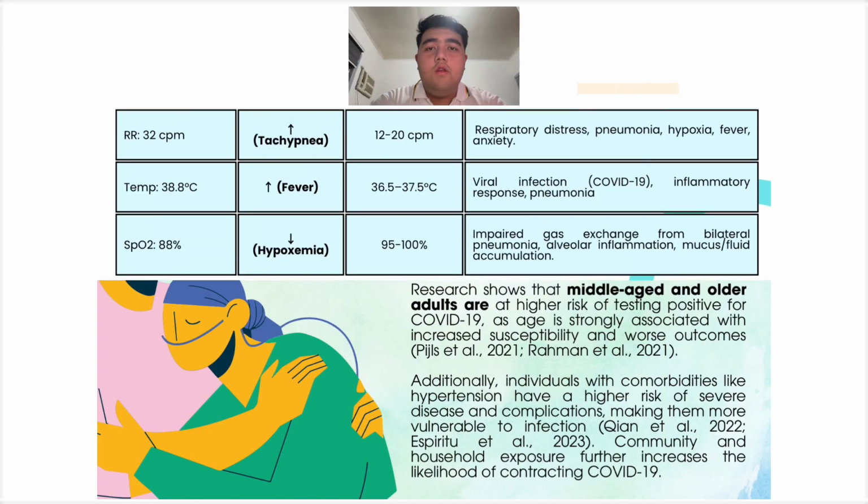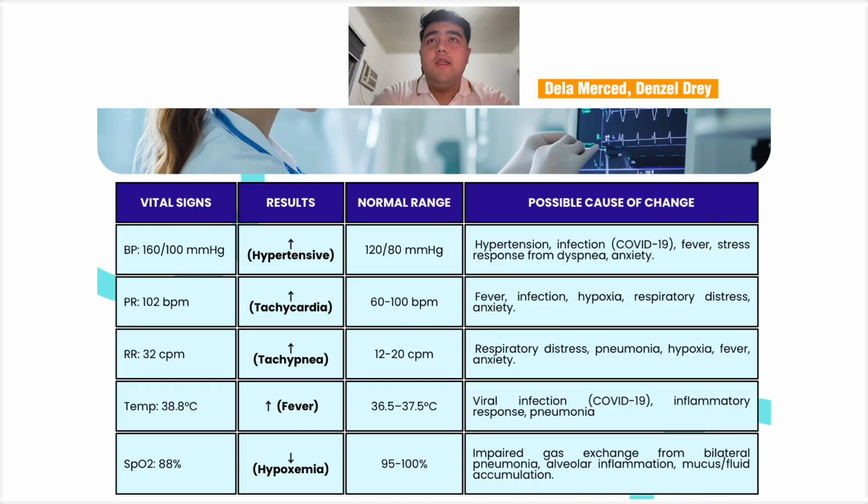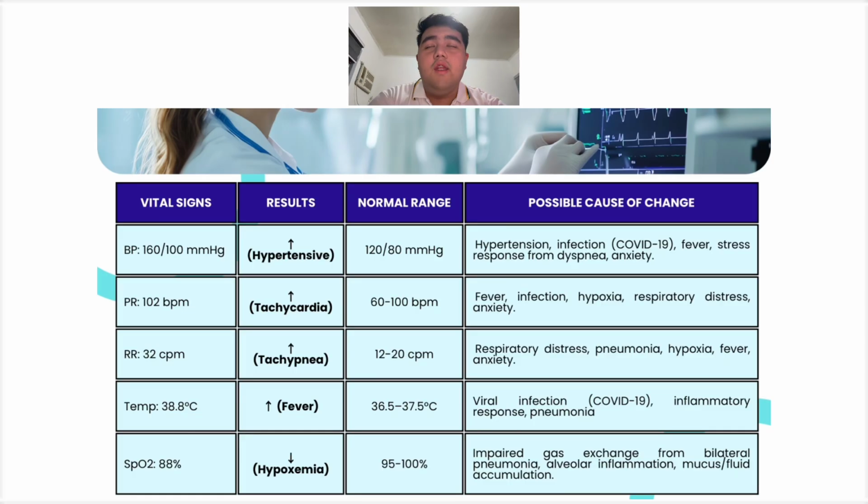So for question number 3, we are discussing the vital signs of the patient, the result, the normal range, and the possible cause of change. For the vital signs, we have a blood pressure of 160 over 100, and the result is hypertensive because the normal range of blood pressure is 120 over 80, and the client's BP is 160 over 100. The possible causes of change may be hypertension, infection like COVID-19, fever, stress response from dyspnea, and anxiety.